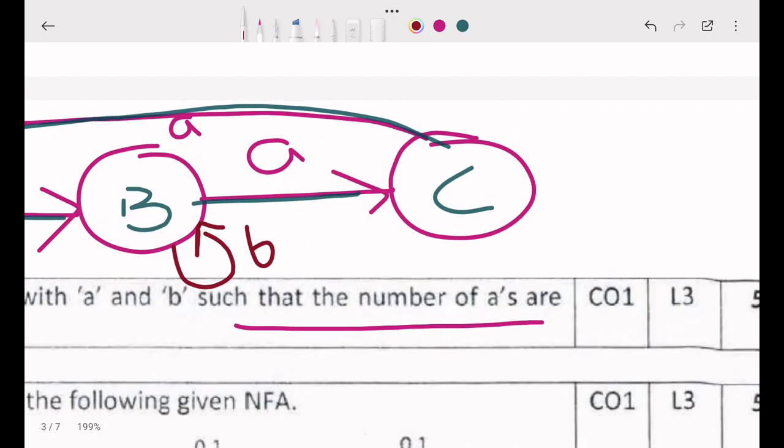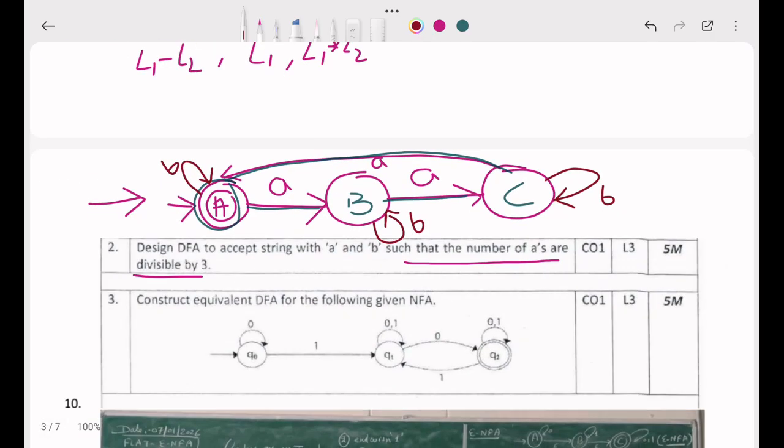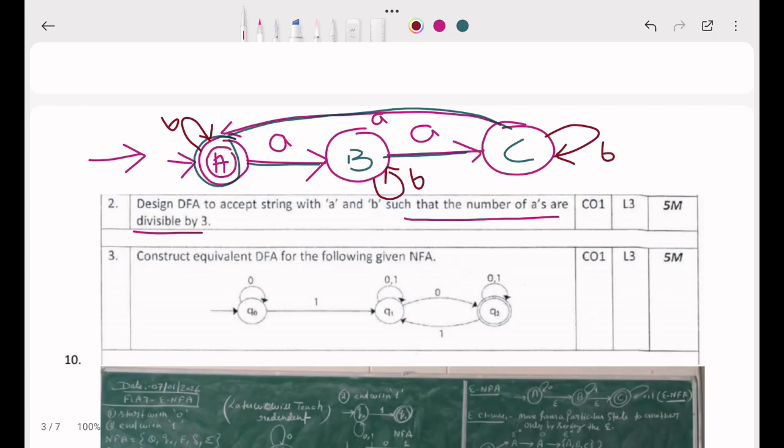Now I will go here. I will take a self loop for B. This is also DFA. Now you can see within 1 minute you can solve such type of problems. Okay, and the same question was also solved during our class presentation.